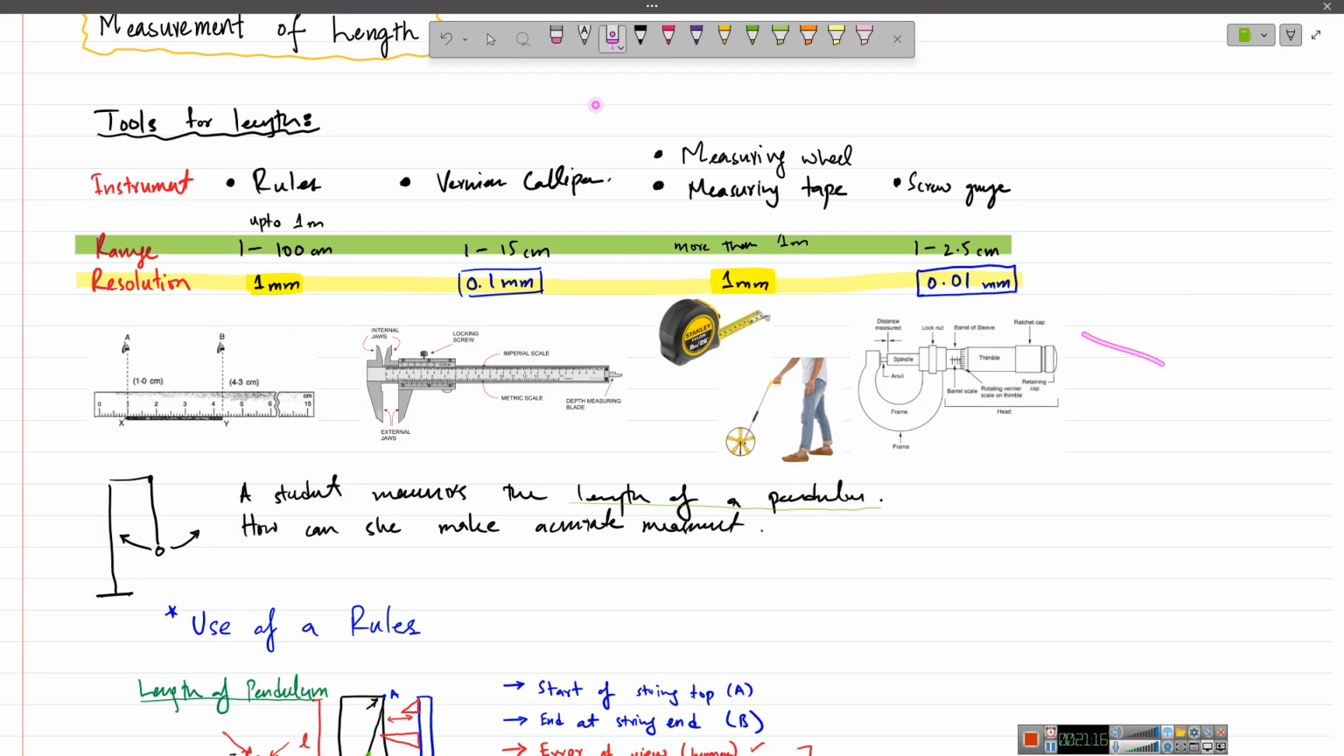The one provided to your course as per your lab list is basically this one, and it can take objects up to 2.5 centimeter, no more than that. Why? Because that's the size of this anvil in which you can place your object, right? And that's the maximum value you can take out of it, right?